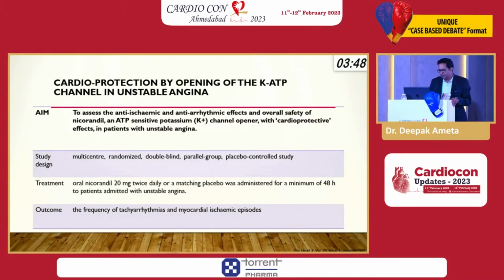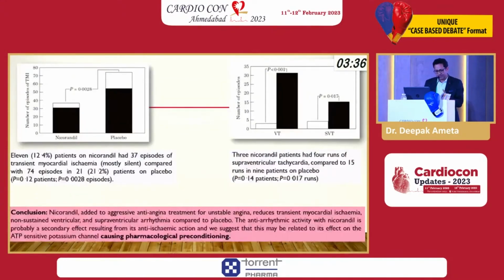And these were also other benefits. What we have seen is that there are pleiotropic effects of nicorandil. So it was a study to assess the anti-ischemic and antiarrhythmic effects. So 20 milligram twice daily was used, and then on the left side we see that the number of anginal episodes were less, and tachycardia episodes were also less with the help of nicorandil, because it possesses pharmacological preconditioning.